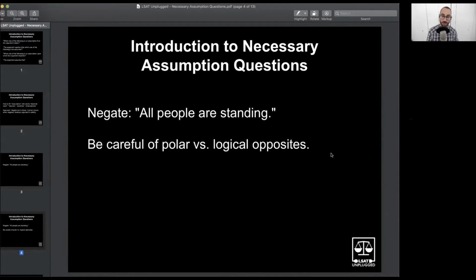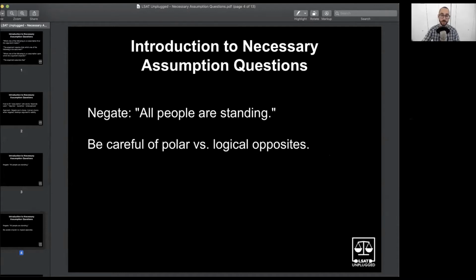So we've got some comments in the chat here. Quinn is saying no one is standing. Nezreen is saying at least one person is not standing. Annie says not all people are standing. Nina says it is not the case that all people are standing. And Marcos says not all.